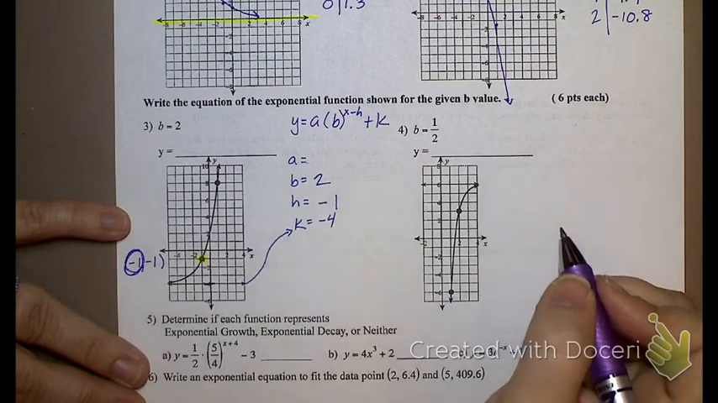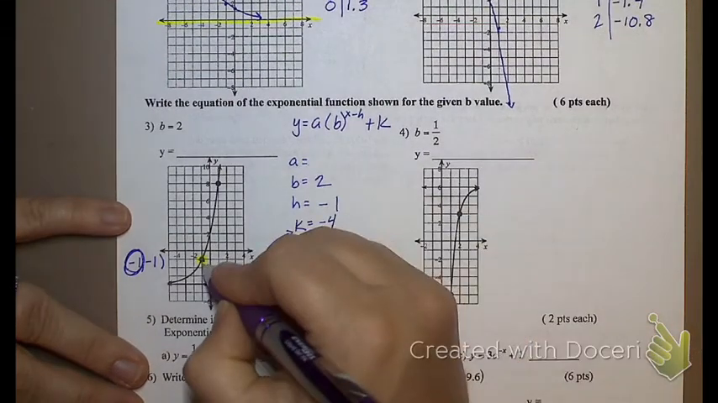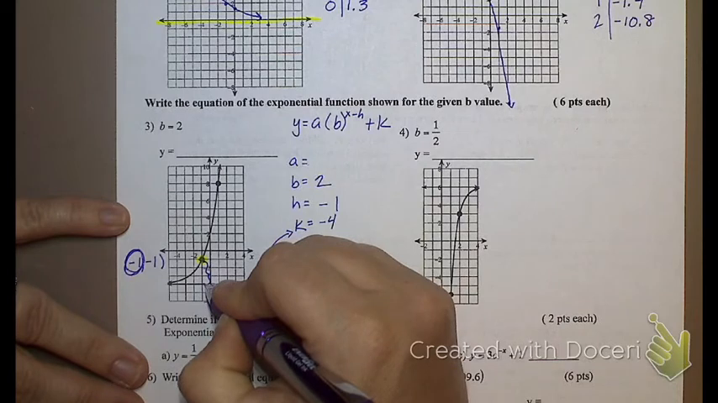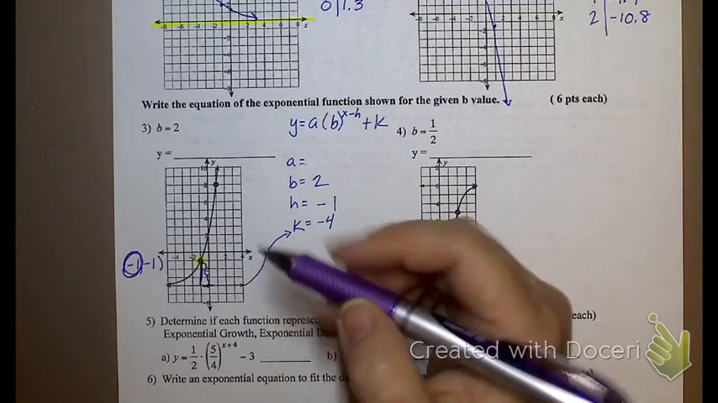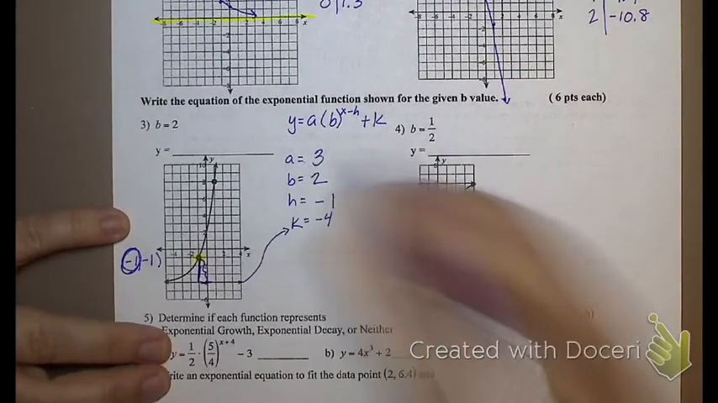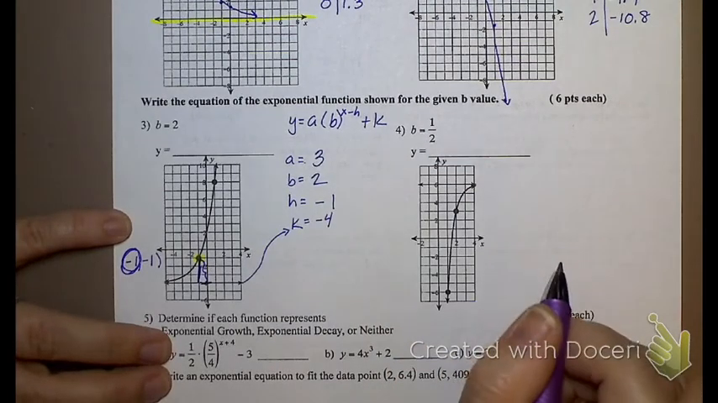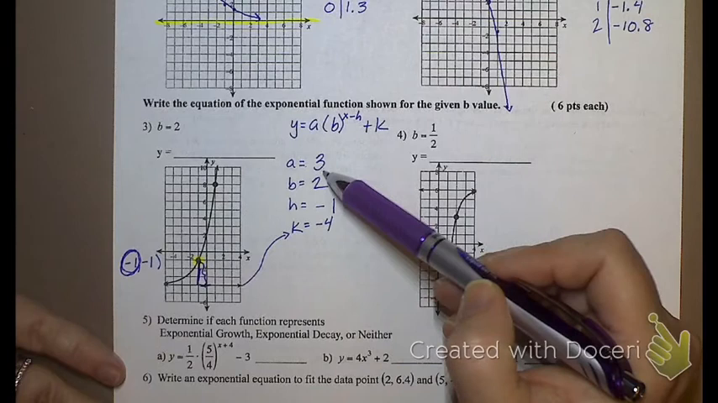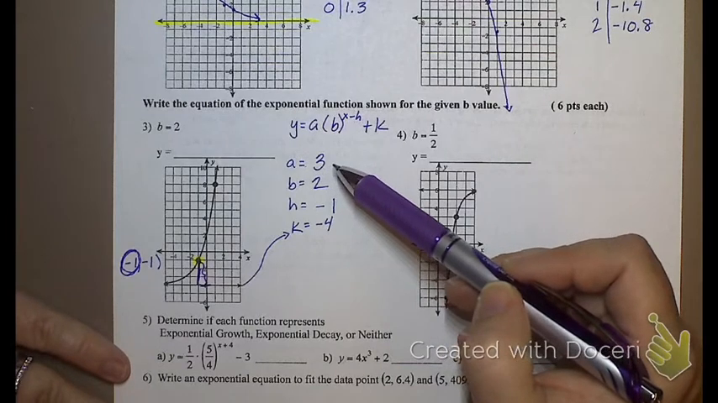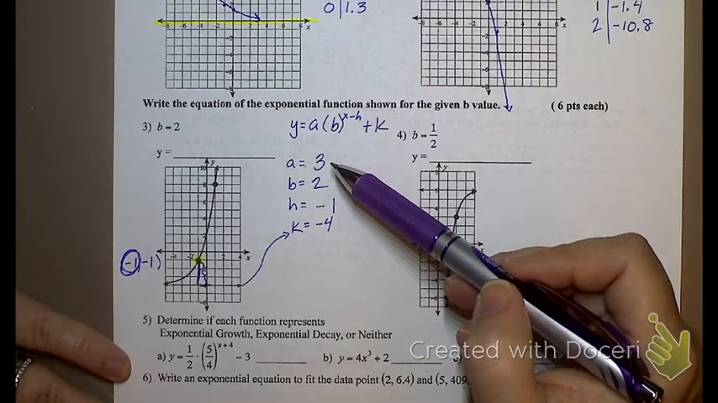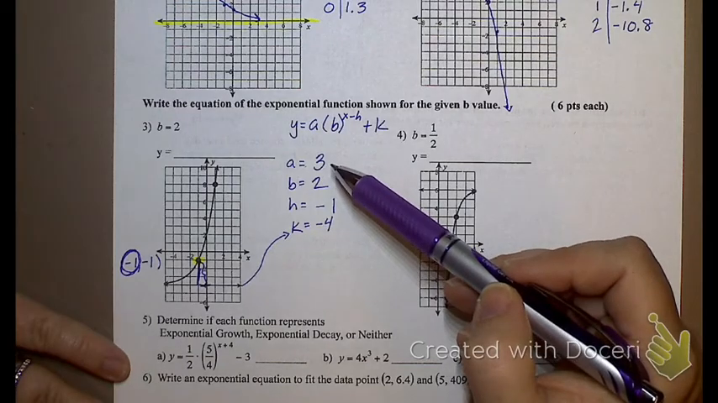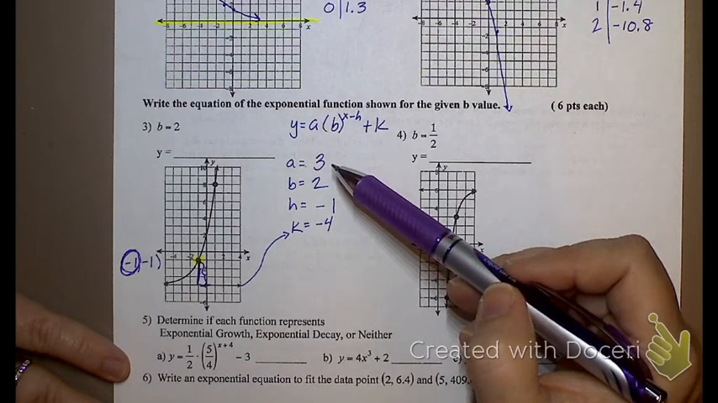Good answer. My A value then is the distance between that point and my asymptote. So how far is that point from the asymptote? It's 3. Now the last thing I have to check before I'm done is whether this A value is negative or positive. How am I going to tell whether the graph is above the asymptote or below the asymptote? Is my graph above or below the asymptote? Above. If it is above, my A value is positive. If it is below the asymptote, my A value is negative.